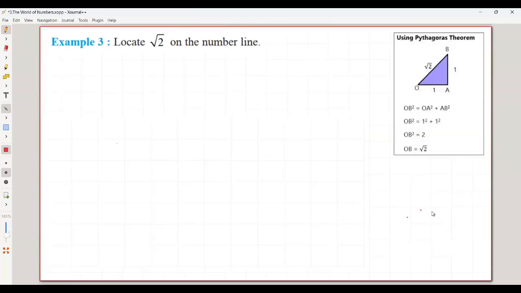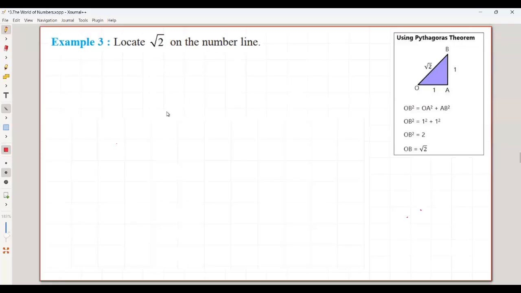Next, I'll be teaching how to locate root 2 on the number line. For representing irrational numbers like root 2, root 3, root 5, the first step is to identify how to get root 2, based on the Pythagoras property.